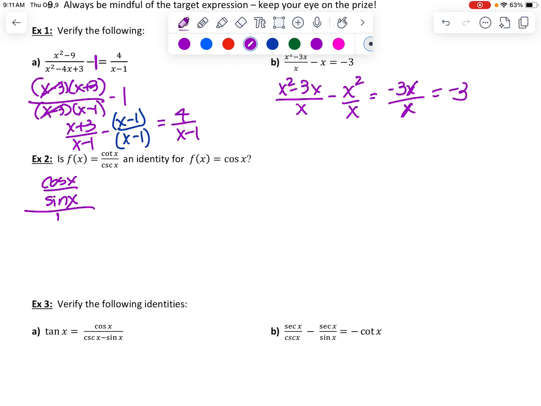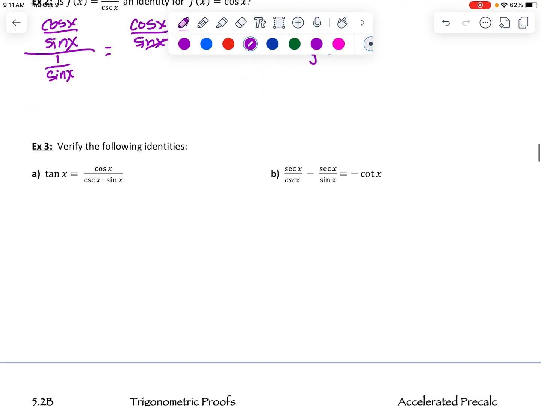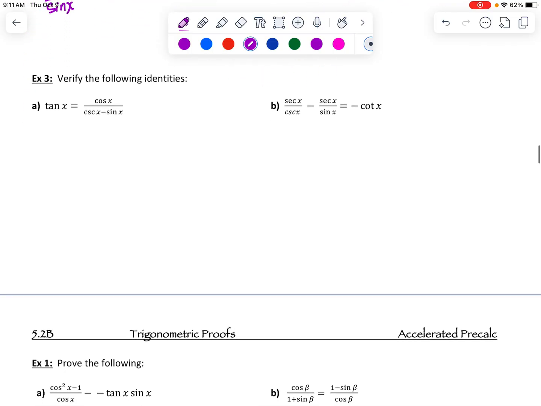And then I'm also going to divide by the reciprocal of the sine. All right, so my numerator over denominator, when I divide fractions, that's the same thing as multiplying by the reciprocal. So I'm going to have the cosine of x times the sine of x, and I'm going to then multiply by the reciprocal, which is the sine of x over 1. Well, since the sines cancel out, I'm then left with the cosine of x. So yes, it is an identity. Just kind of nice. Okay, let's keep going.